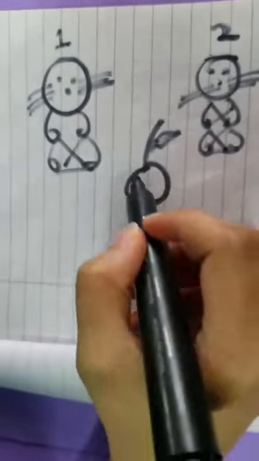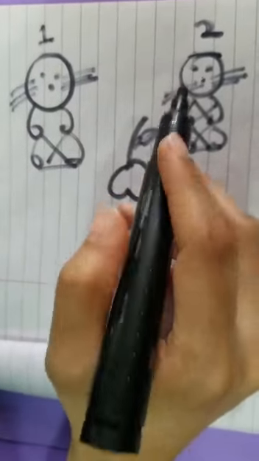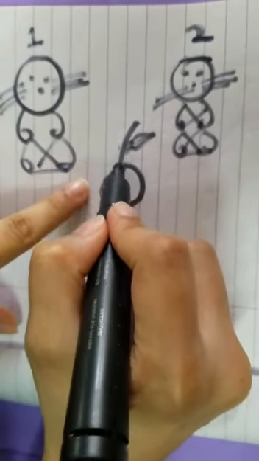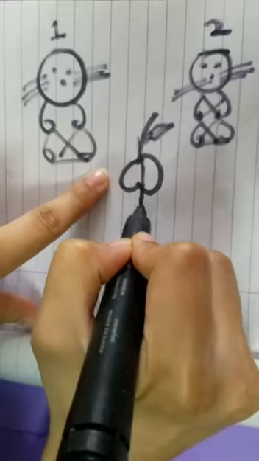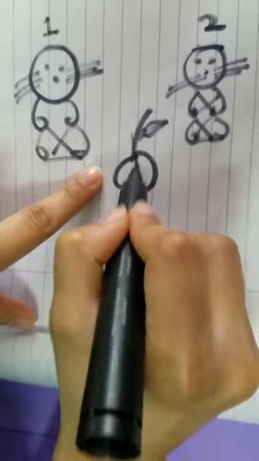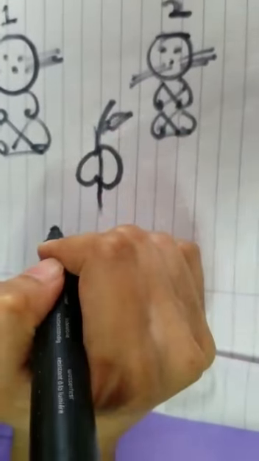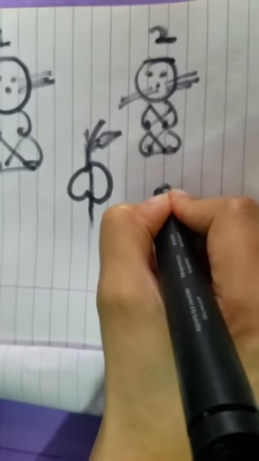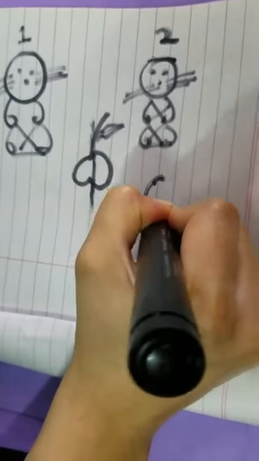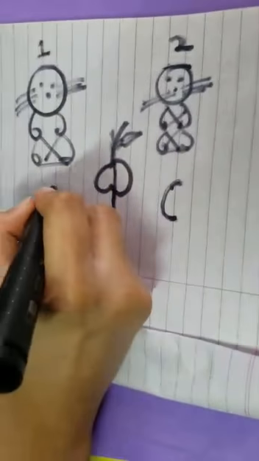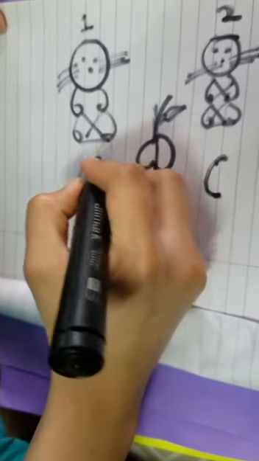Teddy 1 and Teddy 2. I want to give the apple to both of them equally. What I will do, I will cut the apple in half equally. So there will be no complaints that I got more and I got less. So half of the apple will go to teddy number 2 and half apple will go to teddy number 1.